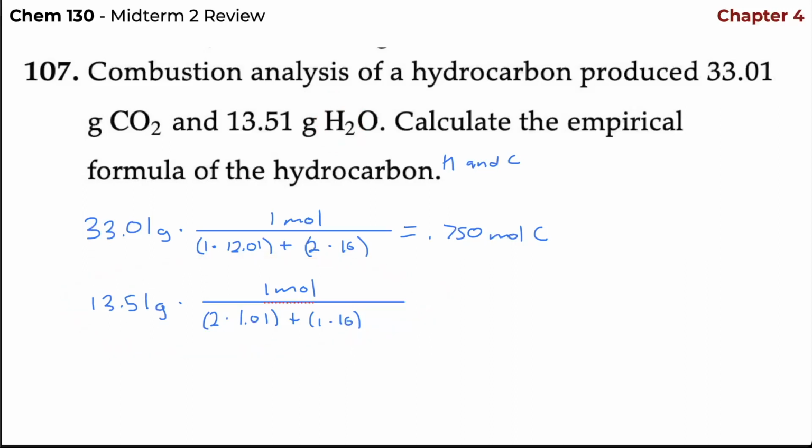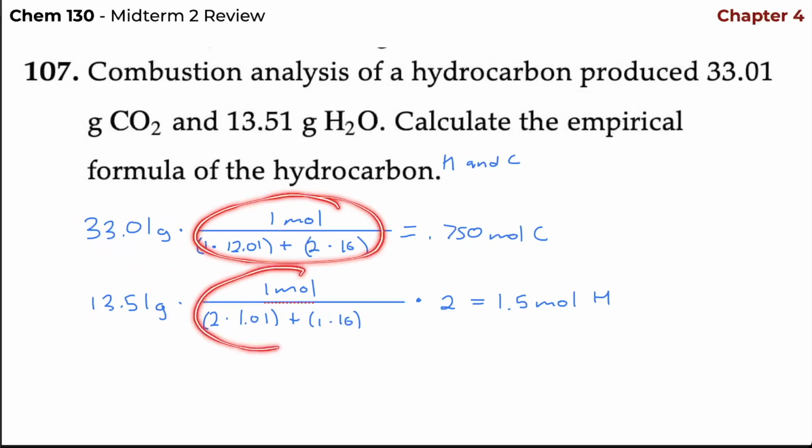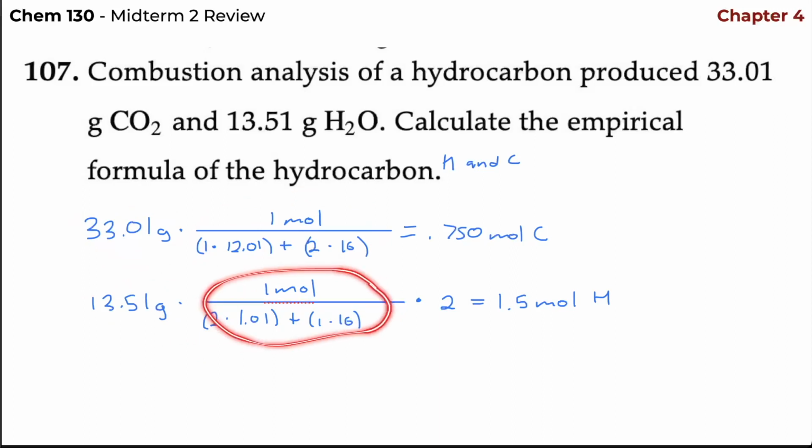Now we're going to multiply that by 2 because inside of each molecule, there were two hydrogens, right? So 2. And what this is going to get us is 1.5 moles of hydrogen. So basically, all we did is we took the initial mass and we figured out exactly how many molecules were formed based on this mass, right?